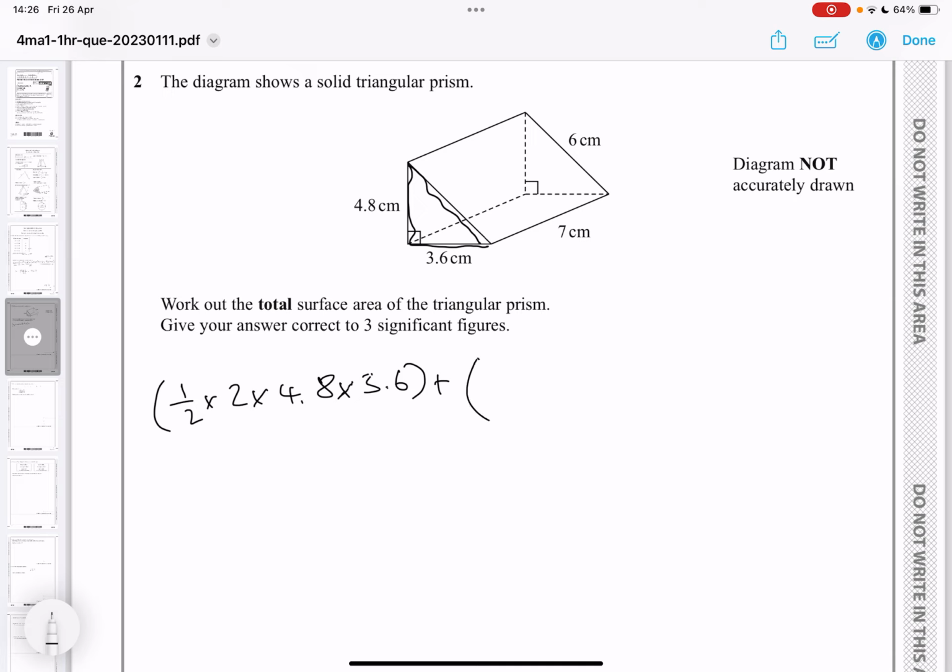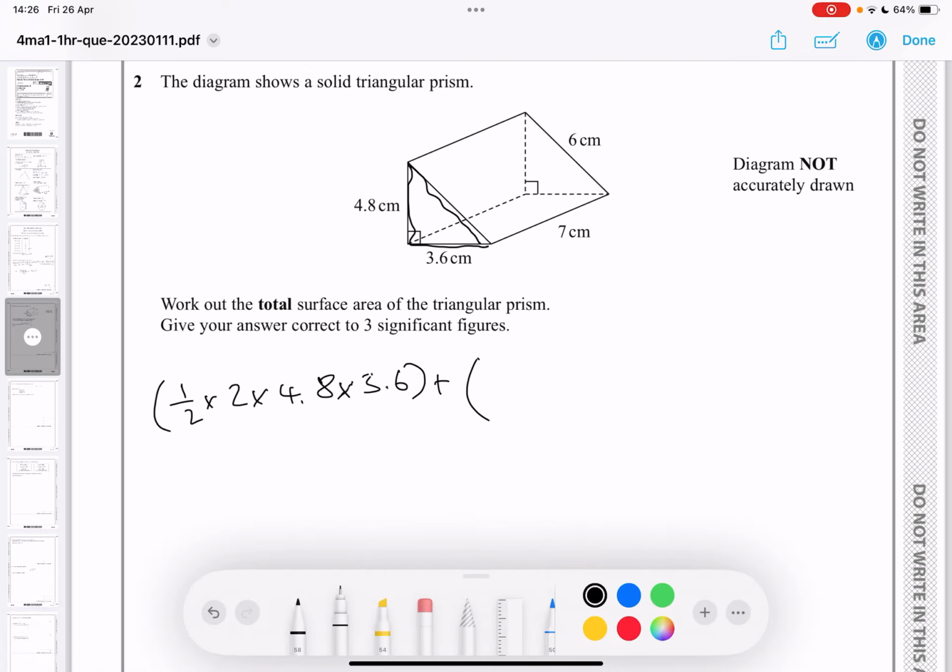Then let me just show you the area of this rectangle here. That's going to be 3.6 times 7. Plus the area of this yellow rectangle, that's going to be 7 times 6. Plus the area of this rectangle, that's going to be 4.8 times 7. Now add them all together.